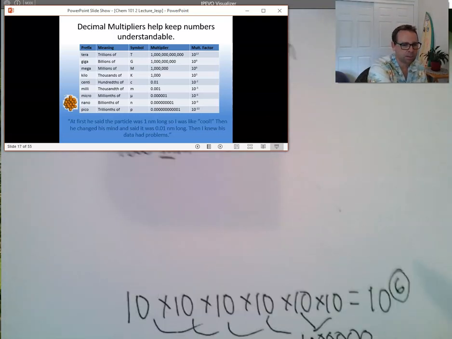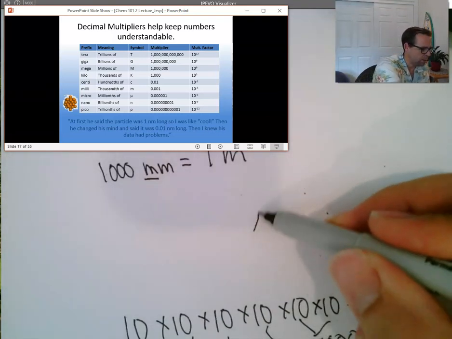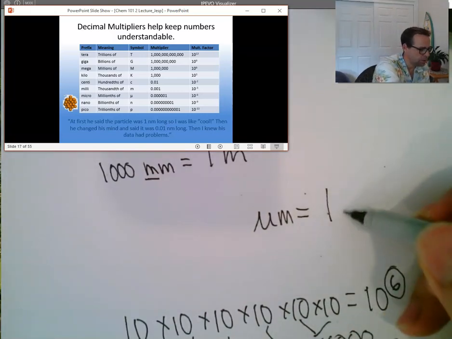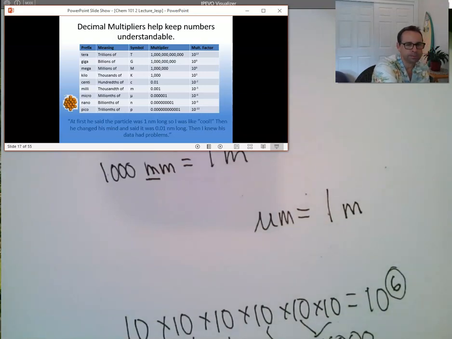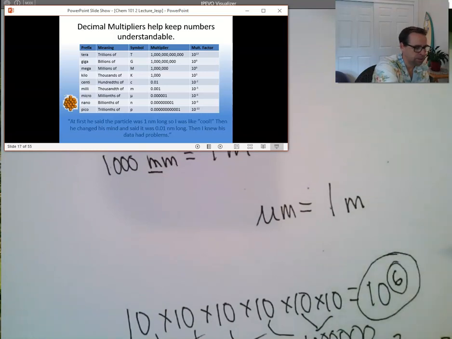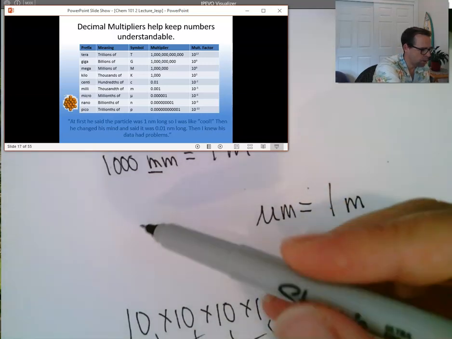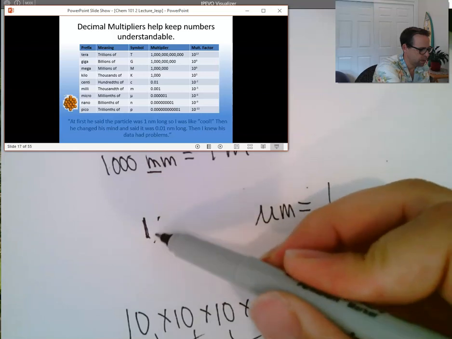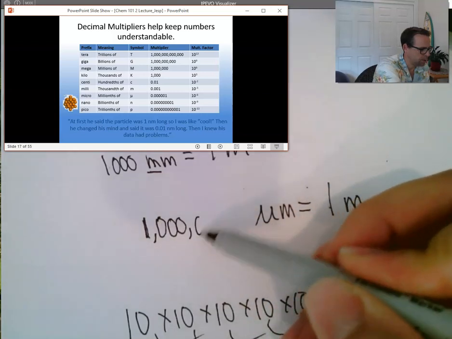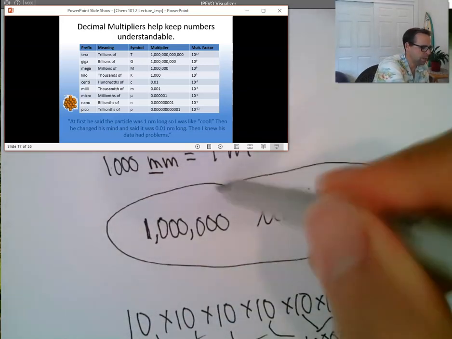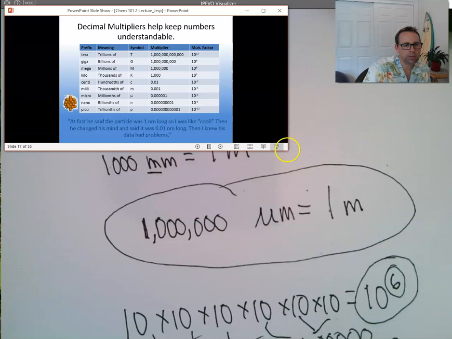And that's a micrometer. So, this is the symbol for micrometers. How many micrometers are in 1 meter? 10 to the 6th, which means how many? 1 with how many zeros? 6. Yes. So what number is that? 1 million. So there's 1,000,000 micrometers per meter.